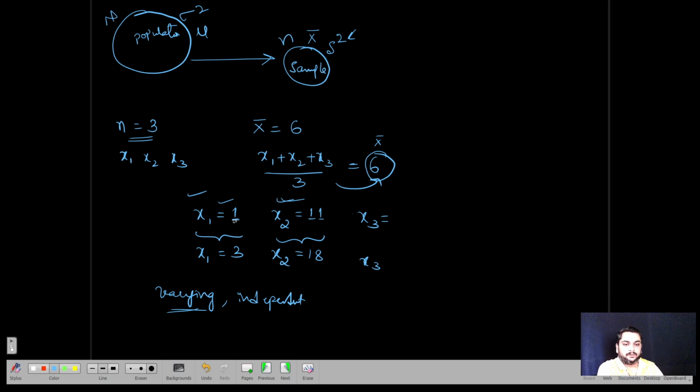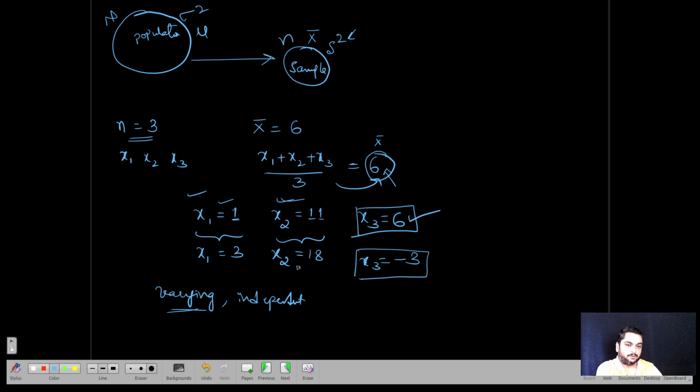Now, 11 plus 1, 12. If I take x3 as 6, so it is 18 by 3, which is 6. So x3 should be 6. I cannot take any other value than 6. If I take any other value, then I will not arrive at this mean. Similarly here, x3 should be minus 3.